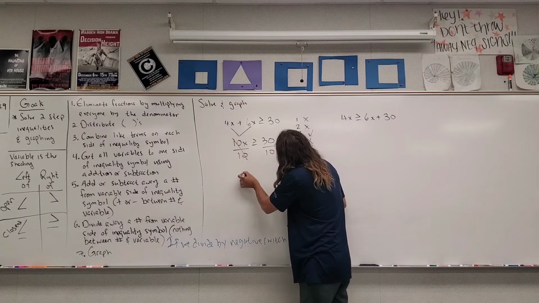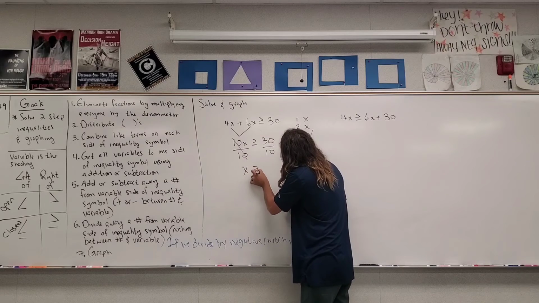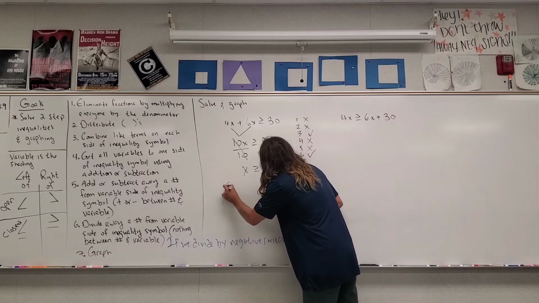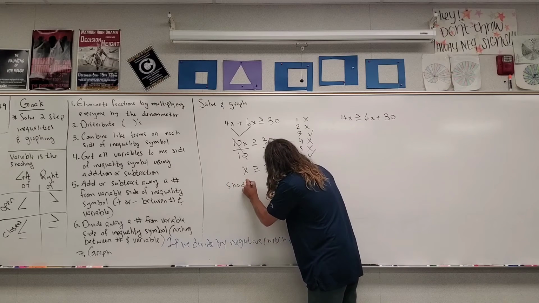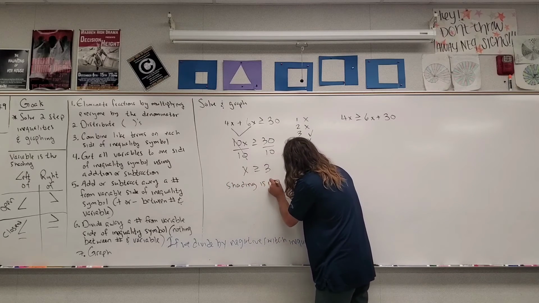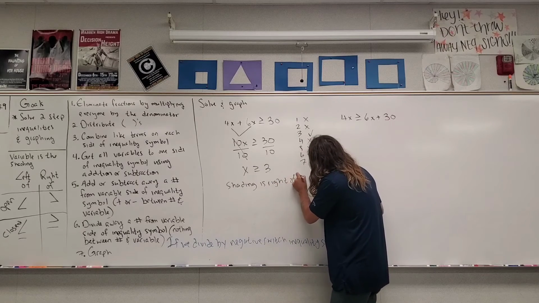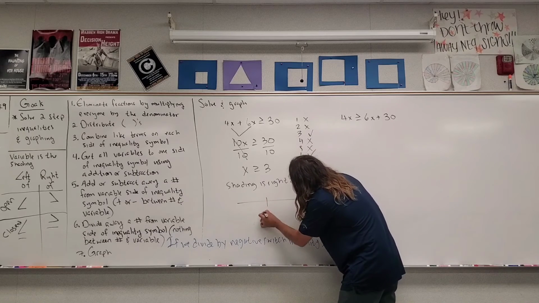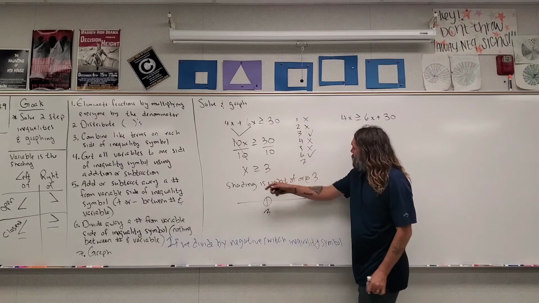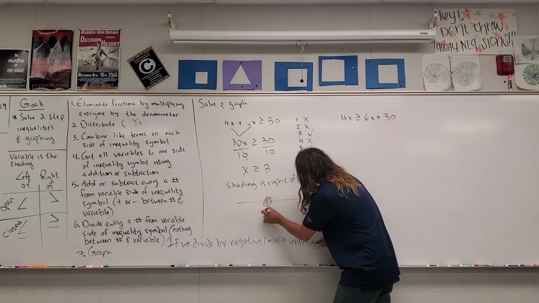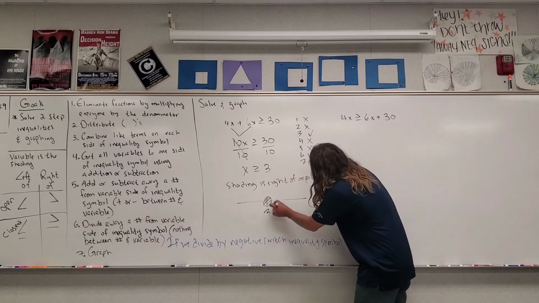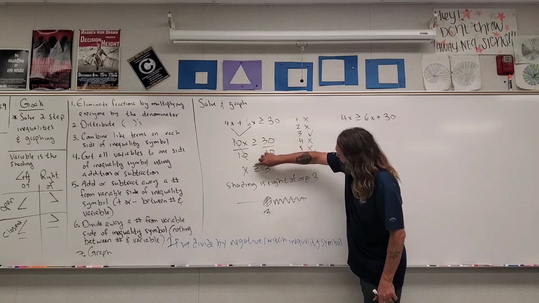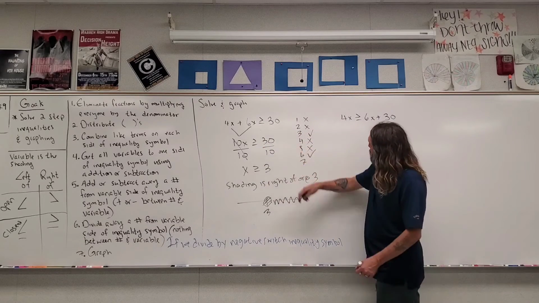So now the 10s cancel out, and I'm left with x is right over at 3. The shading is right over at 3. All right, so I'm going to make a point at 3. It has to be closed, which means I shade it in because it's part of the solution, and I shade to the right. Now, I want to mention I didn't have to change this because I didn't divide by a negative, so I didn't have to switch that.